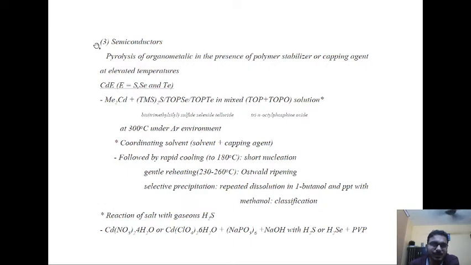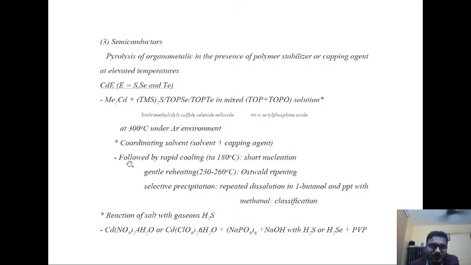So the third one is semiconductors. It is a pyrolysis of organometallics in the presence of a polymer stabilizer or capping agent at elevated temperatures. Here we will be omitting this portion.